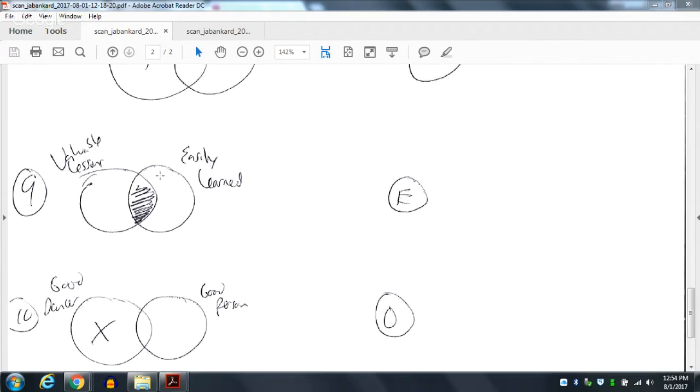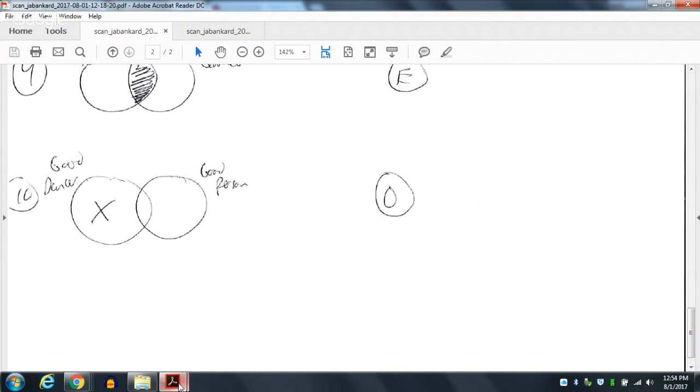No valuable lessons are easily learned. We cross this out. Nothing can exist here. Nothing can exist in the category that has an overlap between valuable lessons and easily learned. All valuable things are not easily learned. All easily learned things are not valuable. We've got an E claim, right? That's how you diagram it.